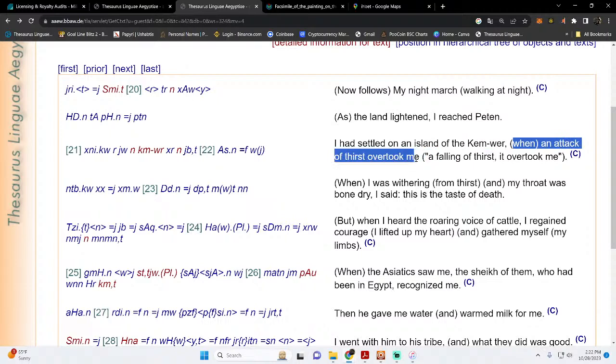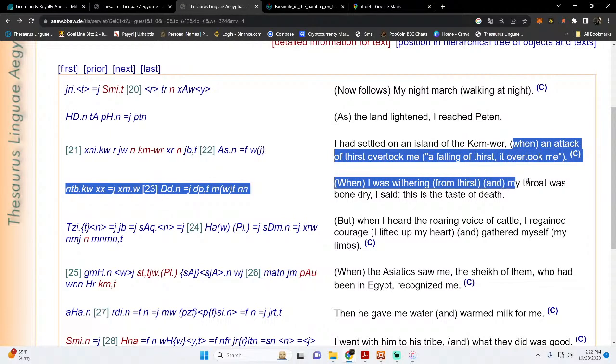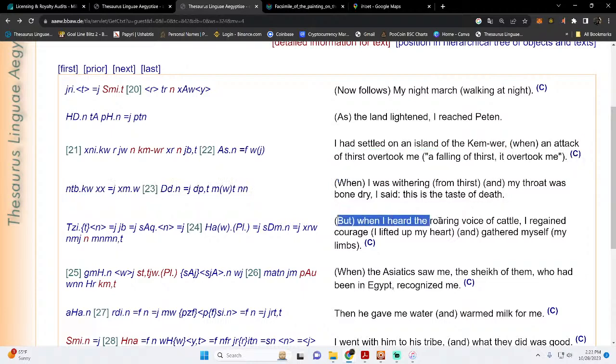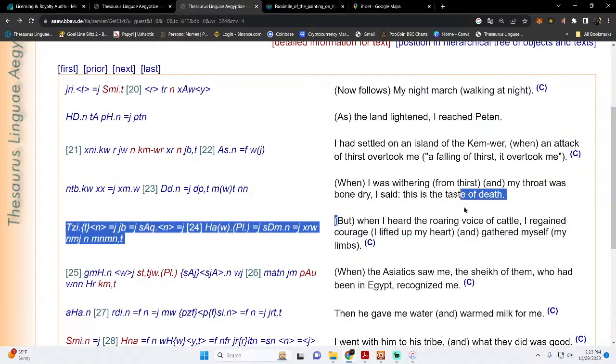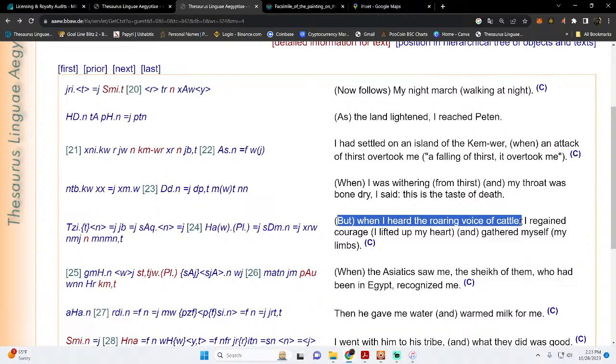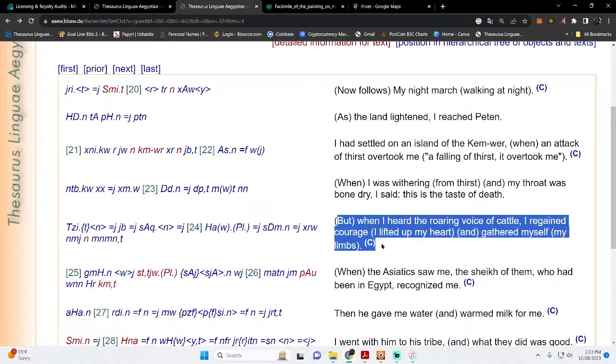When an attack of thirst overtook me, when I was withered from thirst and my throat was bone dry, I said, this is the taste of death. But when I heard the roaring voice of cattle, you see, I regained courage and I lifted up my heart and I gathered my limbs.